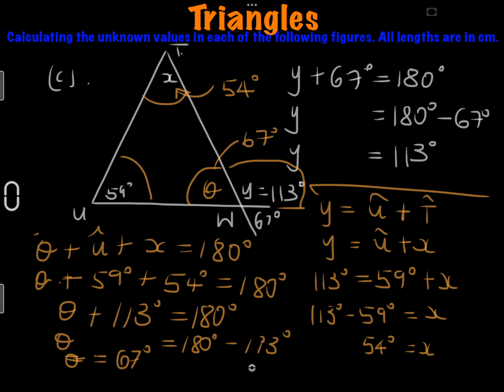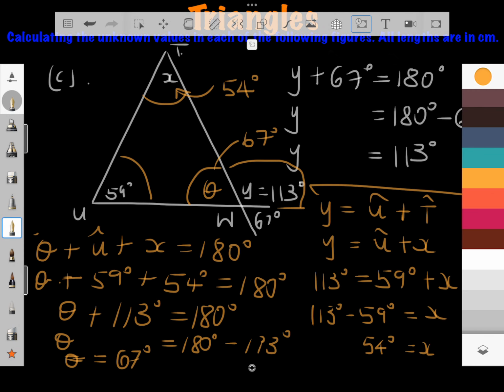So we found that if you sum angle theta plus angle u plus angle x, we'll get 180 degrees, meaning that 67 plus 59 plus 54 gives us 180 degrees. That's our third example, which is example C. Now let's move on and look at other examples.